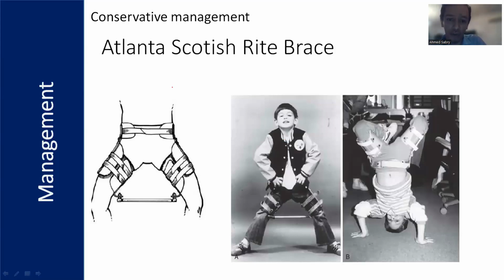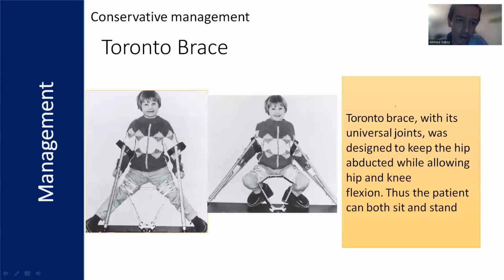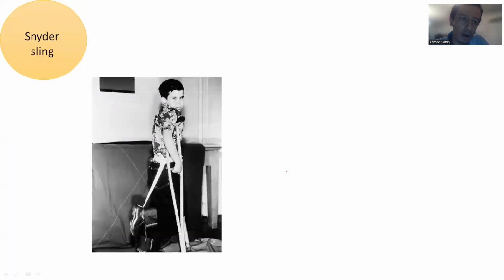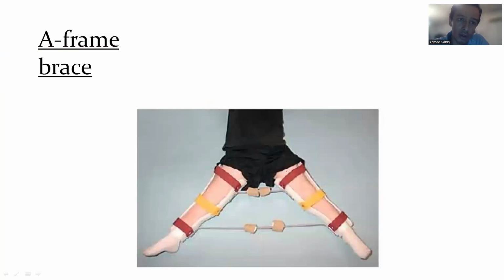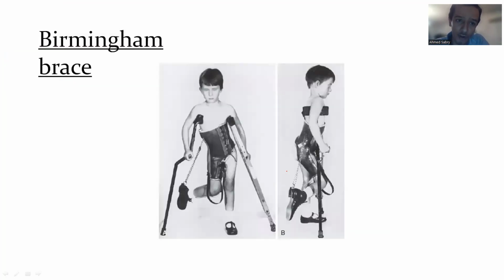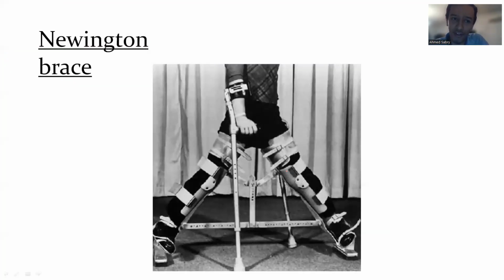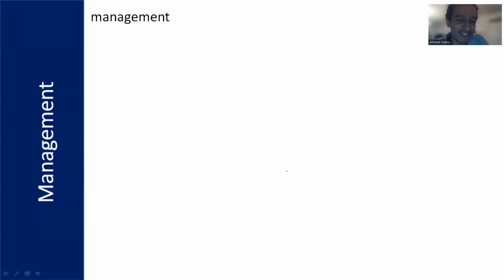Then other kinds of braces were done. This is the Atlanta brace. The patient here is also abducted. He can flex his knees normally. The Toronto brace, which helps the patient flex the hip and flex the knees. There's the Snyder sling. There's the A-frame brace. There's the Birmingham brace. There's the Newington brace. So there's tons of braces and suggestions for non-operative management in the form of braces.